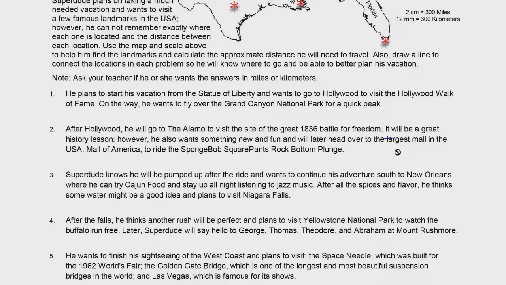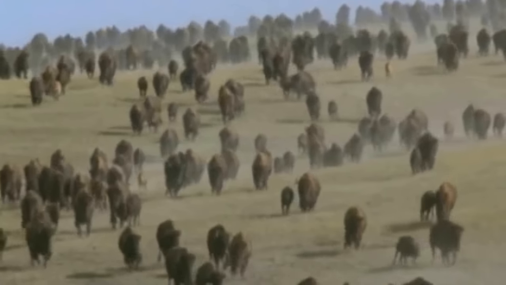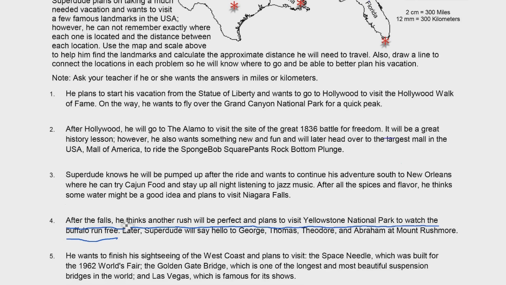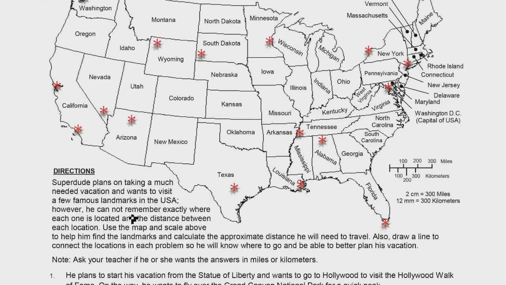Welcome back. We're on problem number 4. Problem number 4 says, after the falls, he thinks another rush will be perfect and plans to visit Yellowstone National Park to watch the buffalo run free. Yellowstone National Park is located in Wyoming, also a little part of Montana and Idaho, but it's mostly in Wyoming. So we look for Wyoming, which is right here, and there is a star, so that must be the landmark. So we're going from Niagara Falls to Wyoming.